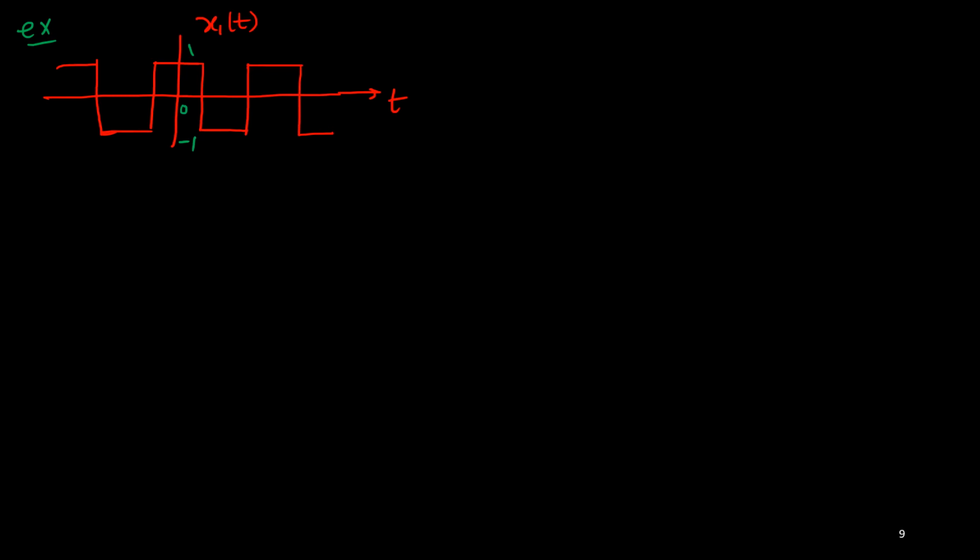This is your 0, and this is your T naught by 2. This is the half, and this is your -half. Now can we calculate? We know that as it is an even signal, with even symmetry, first of all, the Bn should be 0. Now what is the An? That we need to calculate.